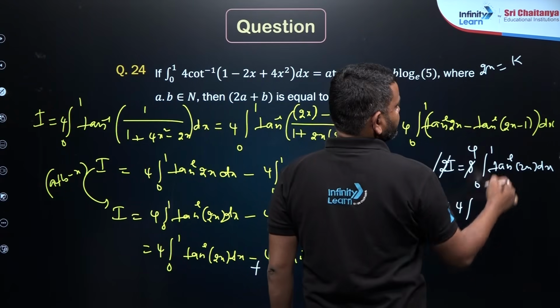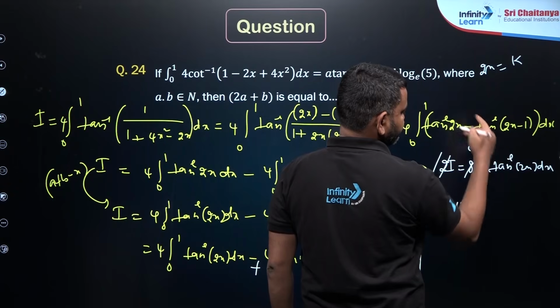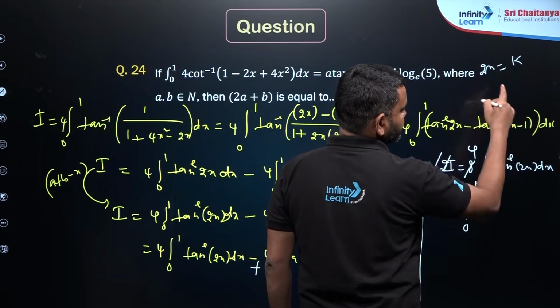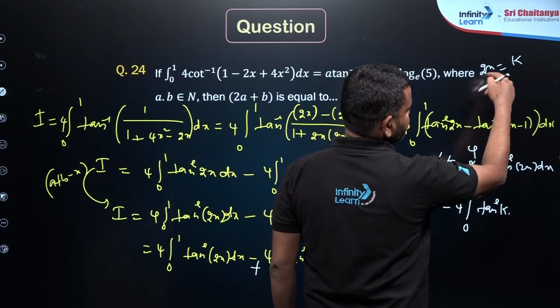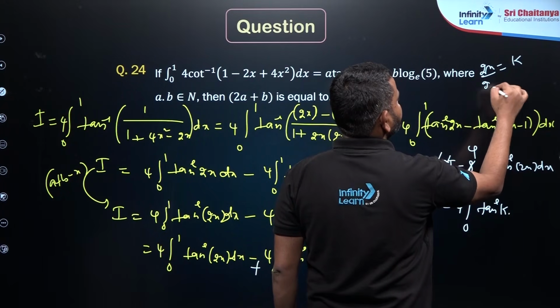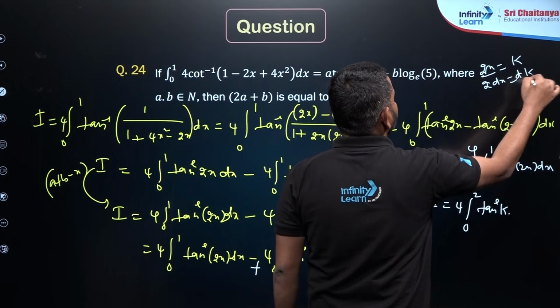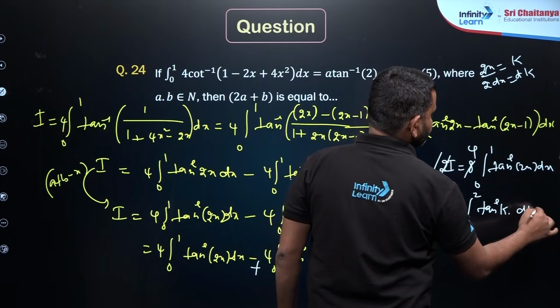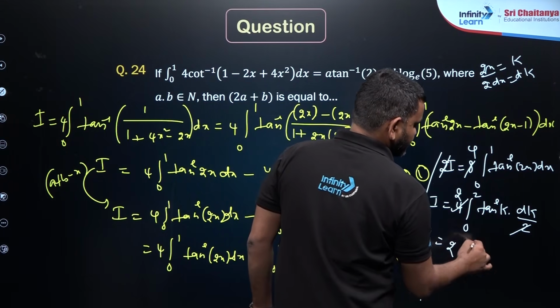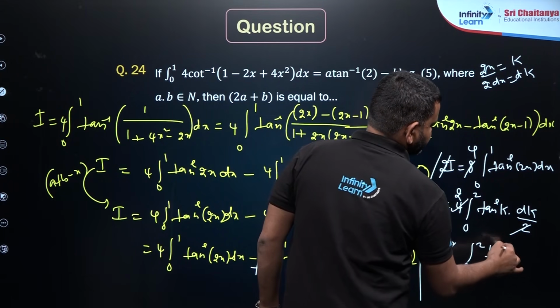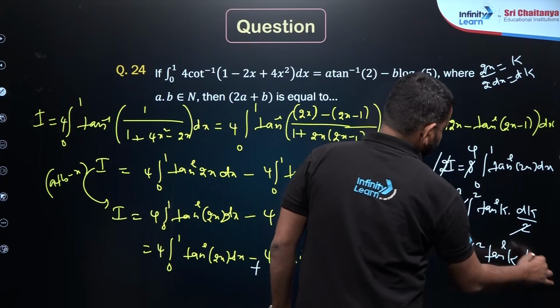some k. So here if it is 0, if this is 1, this is going to be 2. If it is k, then this is tan inverse of k, and differentiating this, 2 dx is going to be equal to dk. So this is going to be dk by 2. So the limits for k are 0 to 2. So 2 times the integral from 0 to 2 of tan inverse of k dk is what I have.